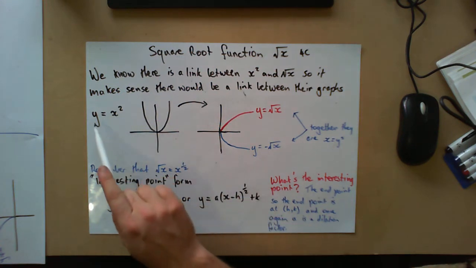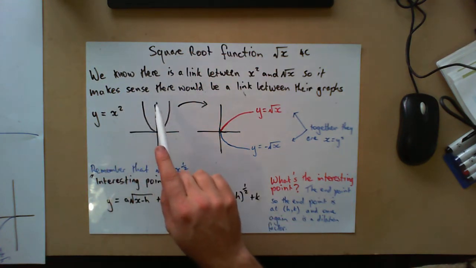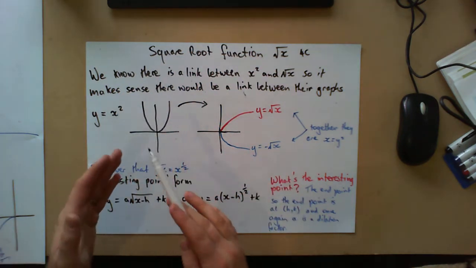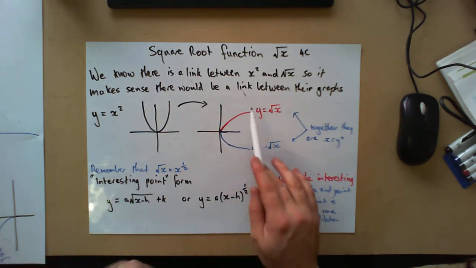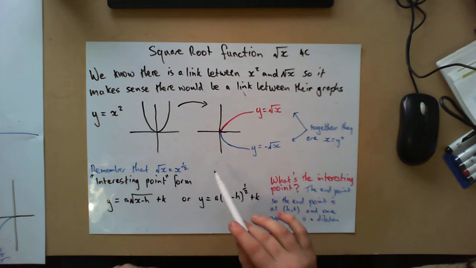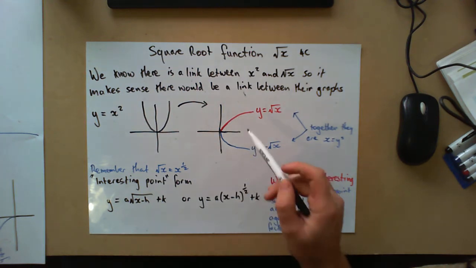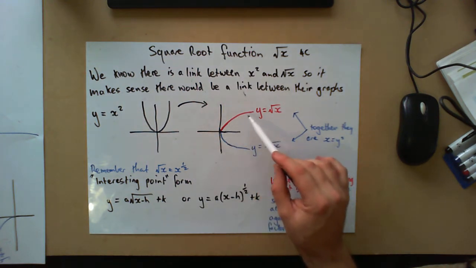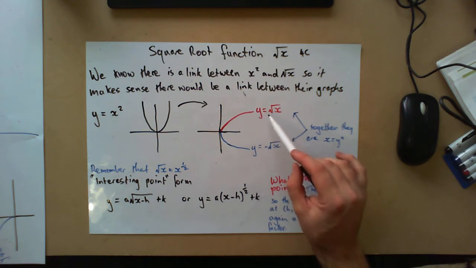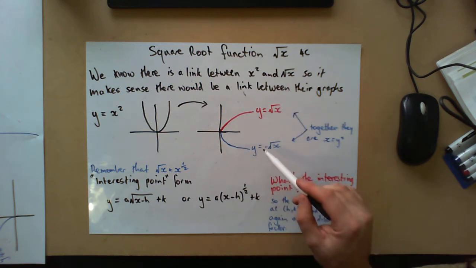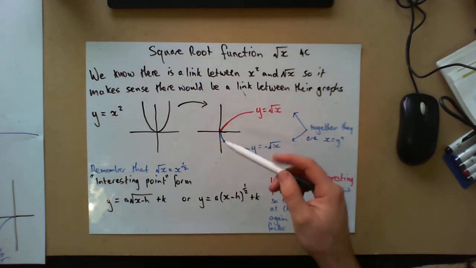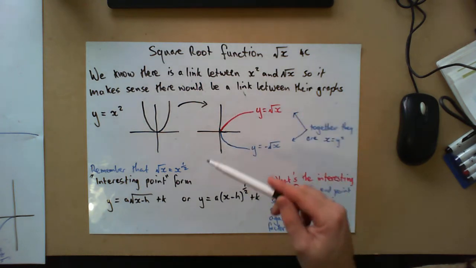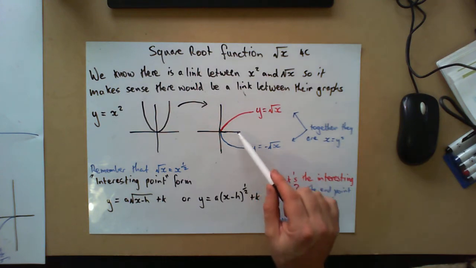Here we've got y equals x squared. What happens is if we rotate that around 90 degrees, we actually get our two parts of our square root function. This one is the one that we really care about, which is y equals the square root of x. The bottom half is y equals negative square root of x, and we'll talk about that a little bit later on, just being a reflection of this. So what we're really talking about is this red part here.